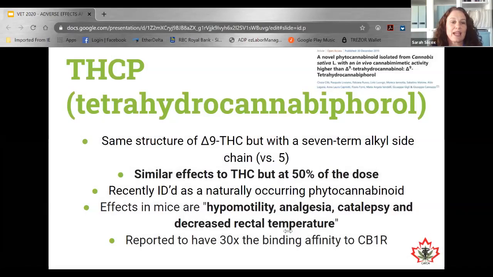effects. And then our last cannabinoid is tetrahydrocannabinol, or THCP, which was just identified as a naturally occurring phytocannabinoid last year. And it received a lot of attention as it was found that it had 30 times the binding affinity for the CB1 receptor compared to THC. So that caused a lot of stir, but that doesn't mean it's necessarily 30 times more potent. In fact, it does have very similar effects to THC, but it requires only about half the dose to do so. So those THC intoxications may not just be THC, they may also be THCP playing a role.